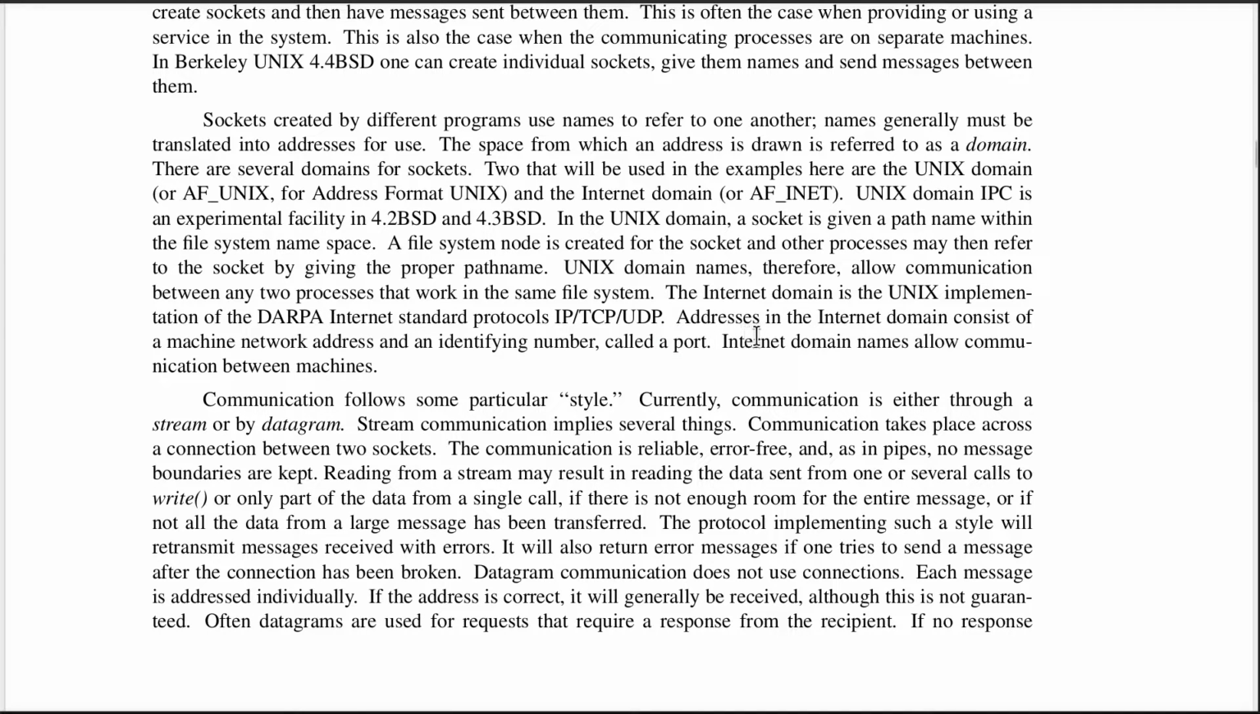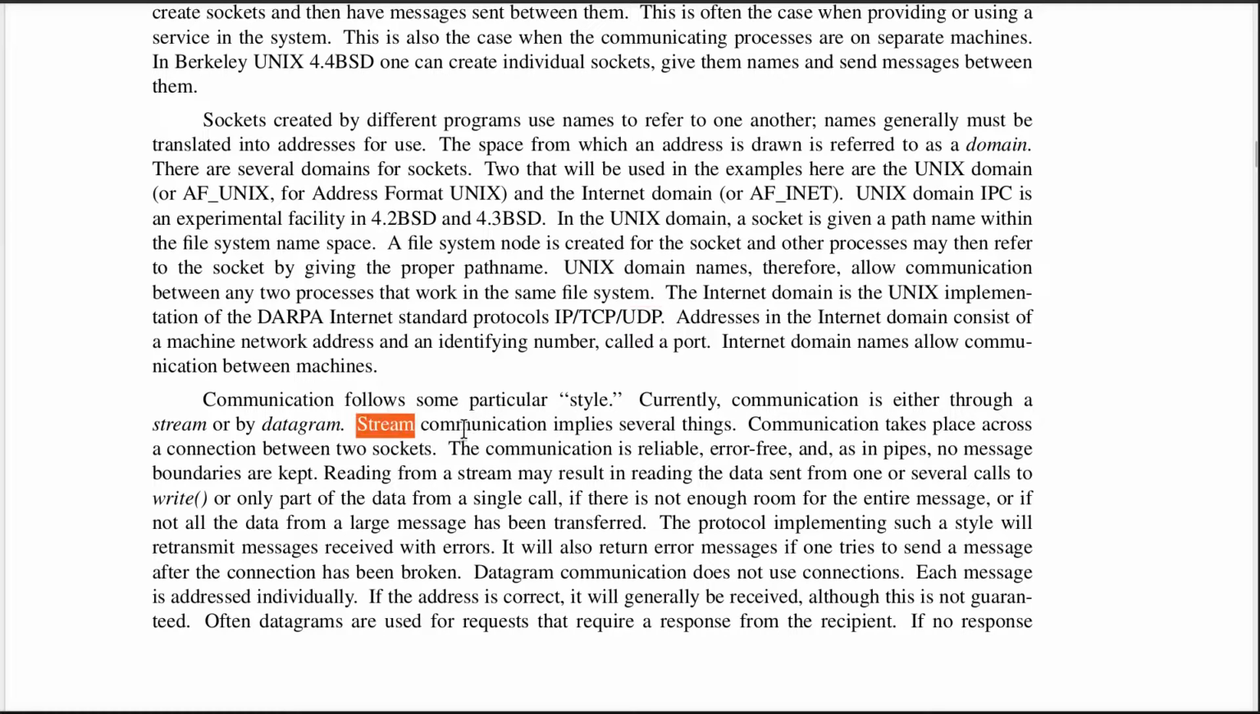And then they close the paragraph with the observation that the Internet domain names allow communication between machines. Okay? Now, again, the word domain here and domain name, don't confuse that. The domain name here is referring to the IP protocol and the TCP stream and stuff like that. It goes on to say the communication follows a particular style. Currently, as of like 1986, and even today, most communication that's used on the internet is either through a stream or by datagram. And we'll see that stream-based communications are TCP, and datagram communications are UDP.